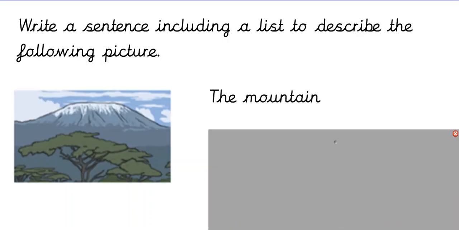Next one. So this time I'd like you to write me a sentence including a list to describe the mountain. So you don't need to do that many items in your list. You could just list three things to describe it like I did in the last one, or you could do more if you wanted to. Just remember when to use commas and when to use "and." So pause the video and write a sentence to describe the mountain, please.